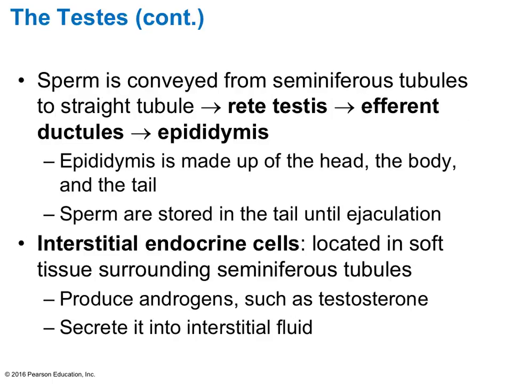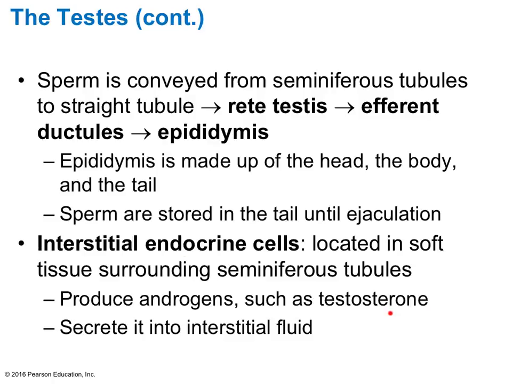Around the seminiferous tubules in the testicles are these cells called interstitial endocrine cells. They used to be called Sertoli cells. These are the cells that are producing the androgens, testosterone. We have androgens that are produced in the adrenal cortex, if you recall, but in fairly small amounts. Most of the male's testosterone is coming from these cells in the testes, interstitial endocrine cells.